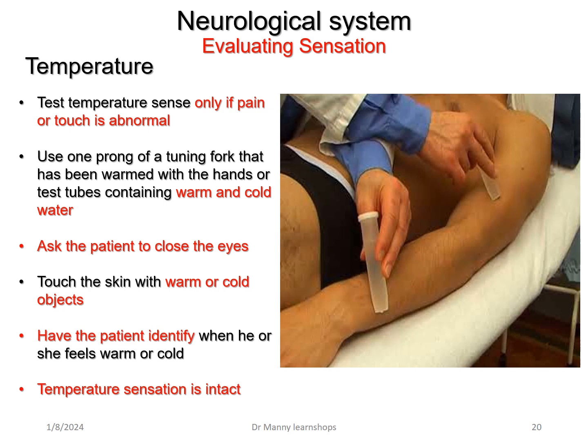When evaluating the sensation related to temperature, this is done, but only if the pain and touch is abnormal. And what you do is you use one prong of a tuning fork that's been warmed with the hands, or you can have test tubes containing warm or cold water. You ask the patient to close their eyes and you touch the skin with the warm or cold objects. You have the patient identify when he or she can feel warm or cold. If they can feel it, the temperature sensation is intact.